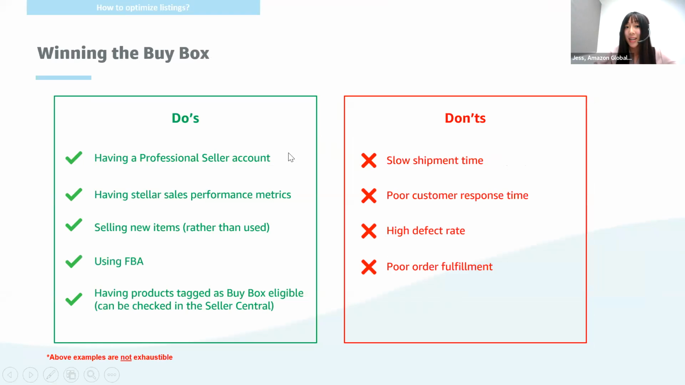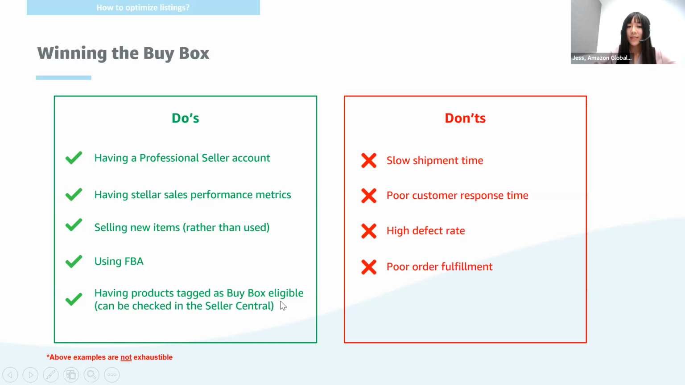You should have a professional seller account; you will stand a higher chance to win the buy box. You should also be a good seller. Make sure that you ship on time, respond to your customers on time, keep low defect rates, and fulfill your orders well. If you sell new items, it's likelier that you get the buy box as well. If you use SPA, the same.